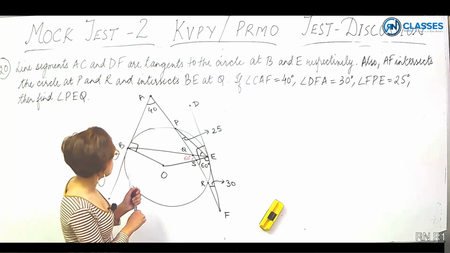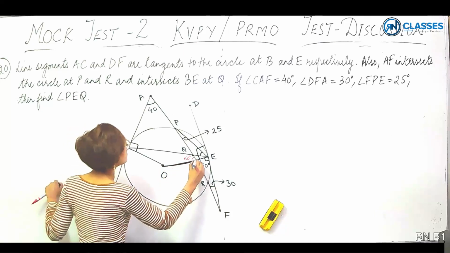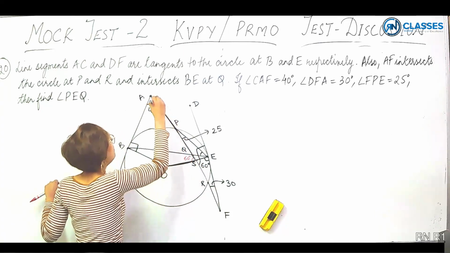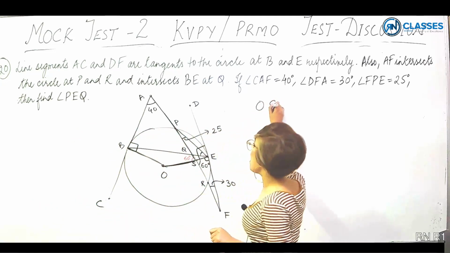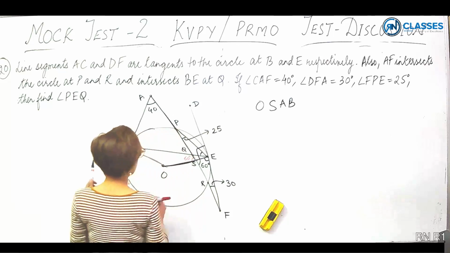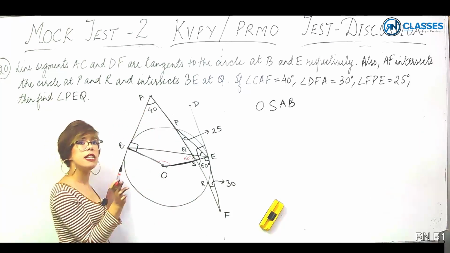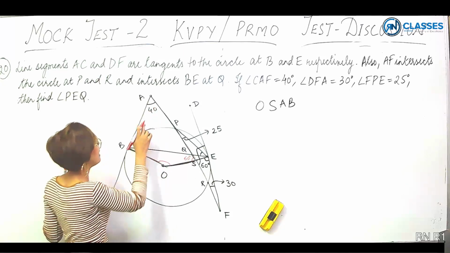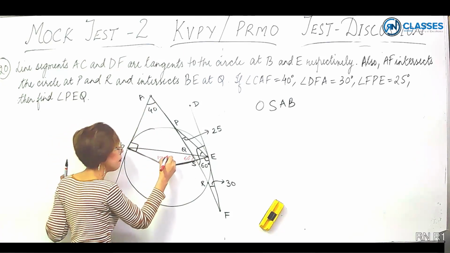What else do I know? Now, if I consider this quadrilateral OSAB, can you see this quadrilateral? It is a quadrilateral, so the sum of this, plus this, plus this, plus this is 360. Now, this is 60, this is 40, this is 90. I can find out this angle, that turns out to be 170.